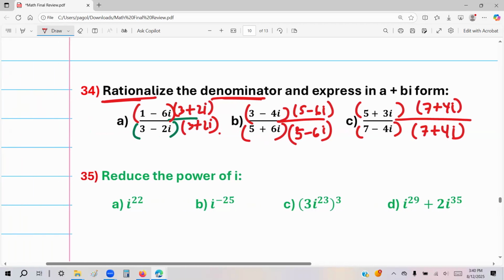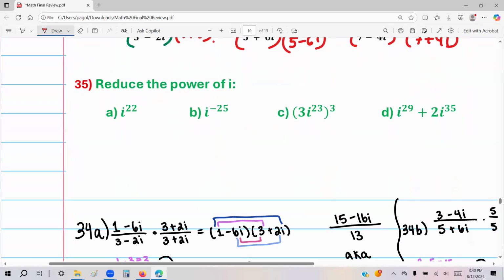Oh, these are free response, okay? So be careful. These are not multiple choice.